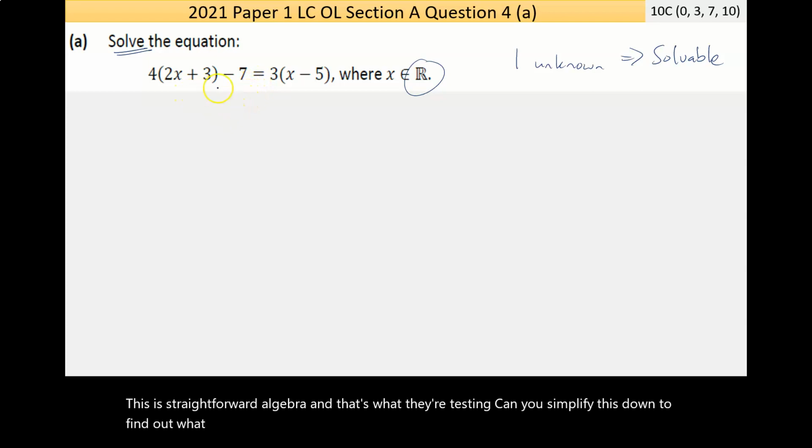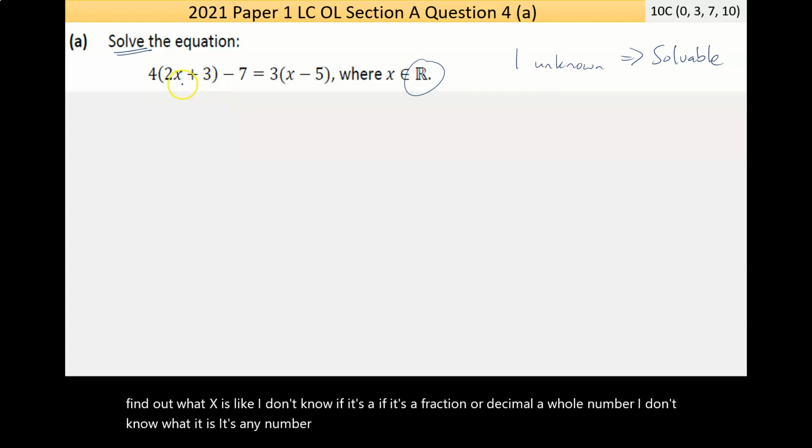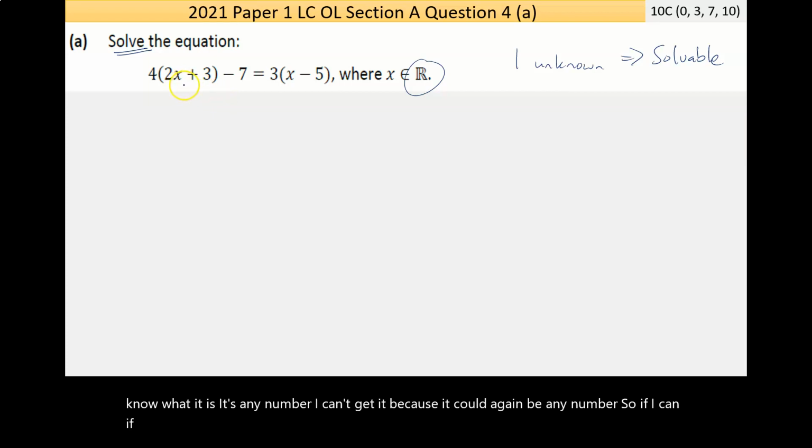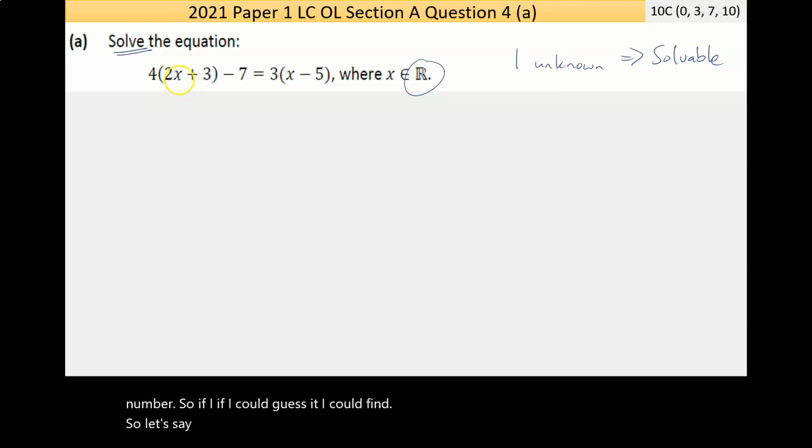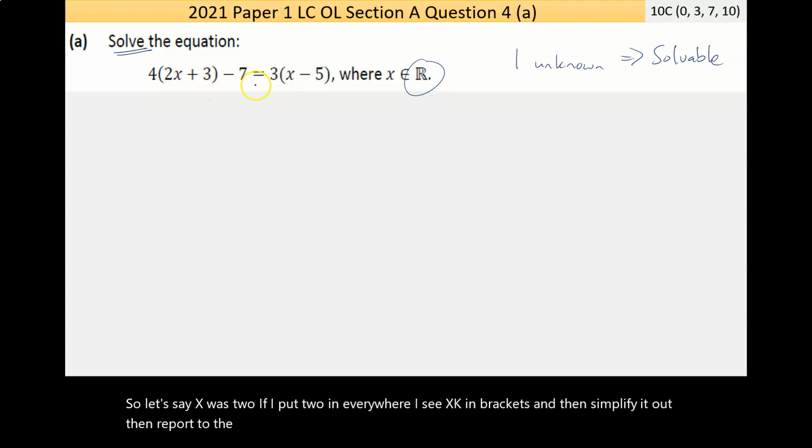Like, I don't know if it's a fraction, a decimal, whole number. I don't know what it is. Okay, it's any number. I can't guess it because it could again be any number. So if I could guess it, I could find. Let's say x was 2. If I put 2 in everywhere I see x, in brackets, and then simplify it out, literally put it into the calculator, does my left side equal my right side? If it does, I have the correct solution.